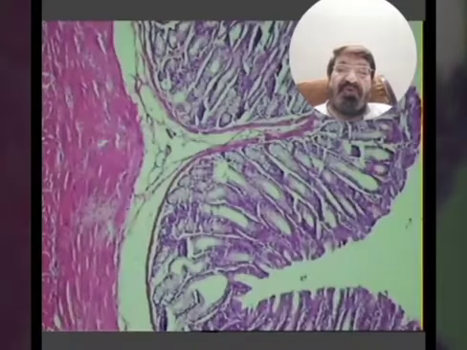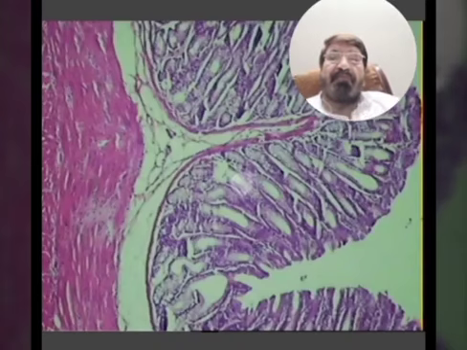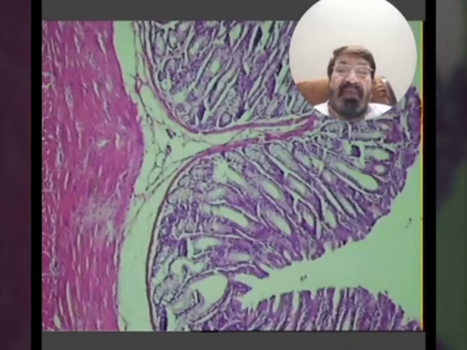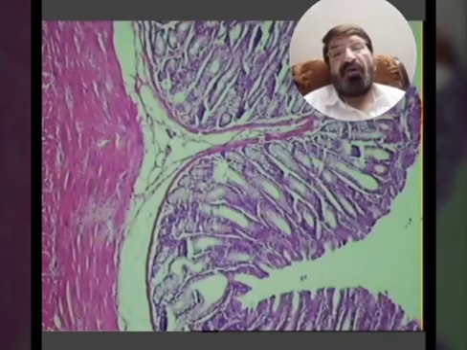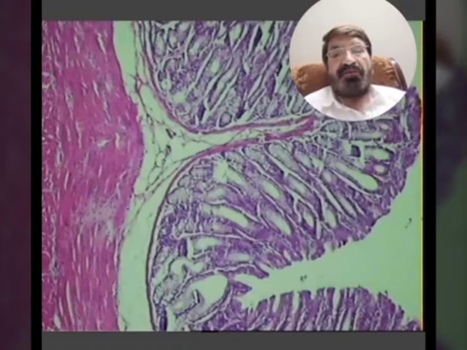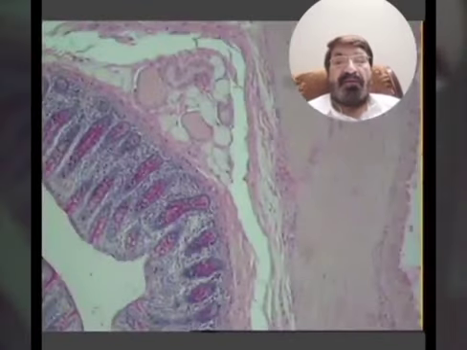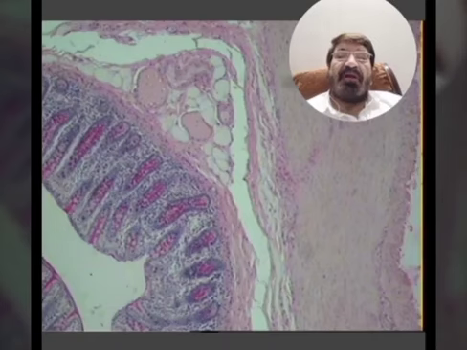This is the rectum. In this slide you can see that the columnar epithelial cells are being replaced by goblet cells. There are a lot of goblet cells, and a lot of mucus is secreted in the rectum. So the rectum has a lot of goblet cells in the lining. And then this is the mucosa, submucosa, muscularis externa, and this is again the slide of the colon.